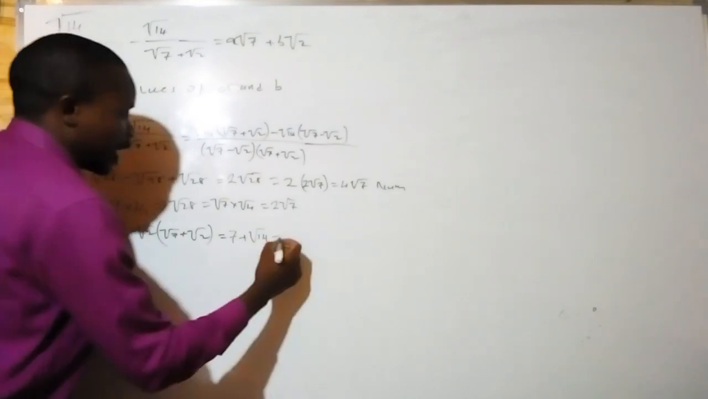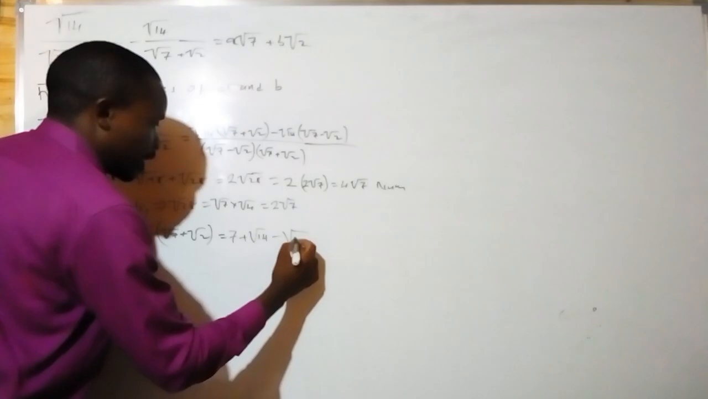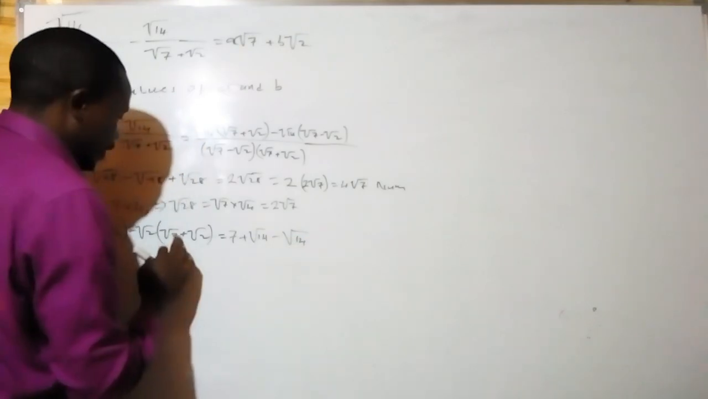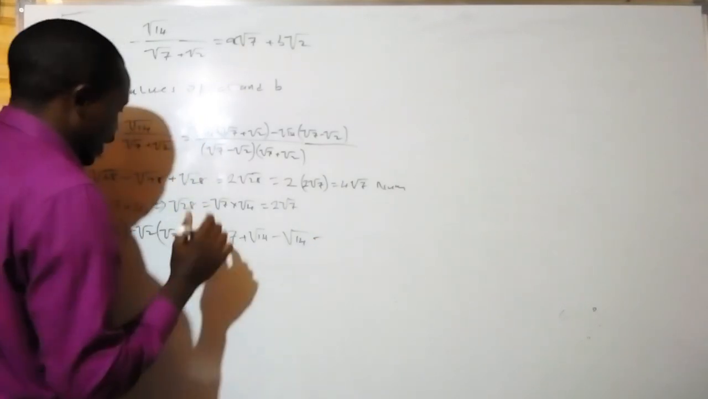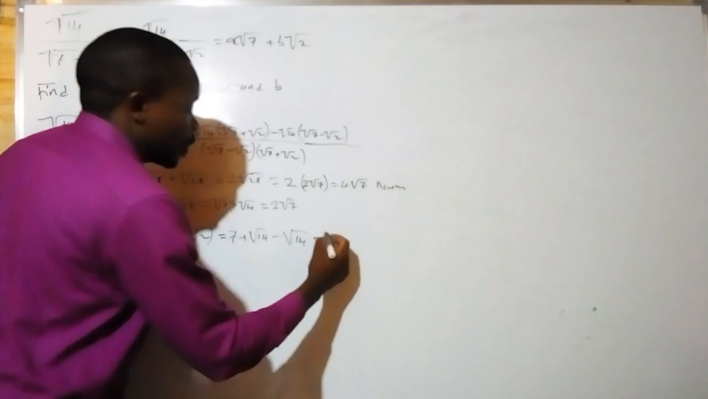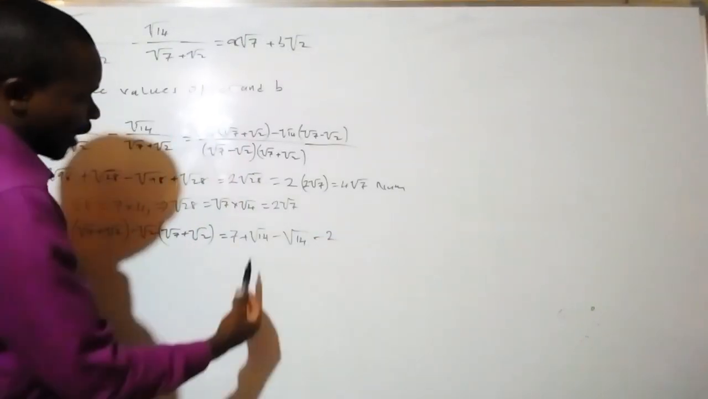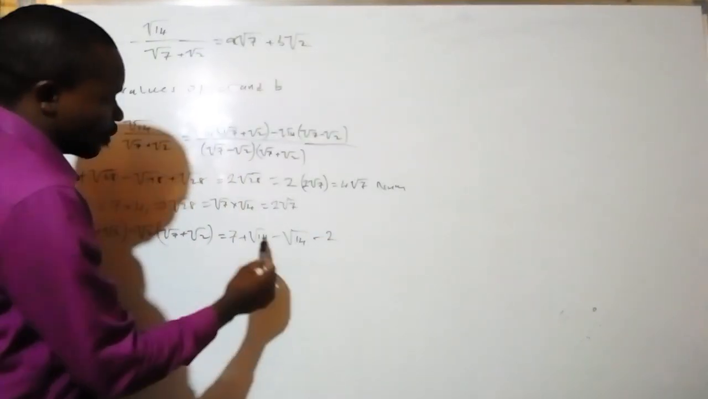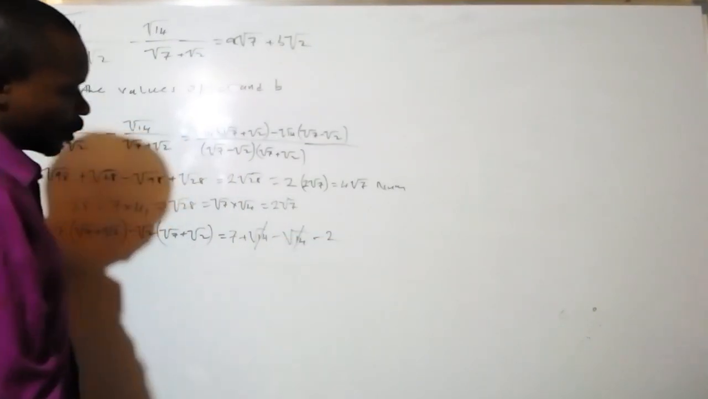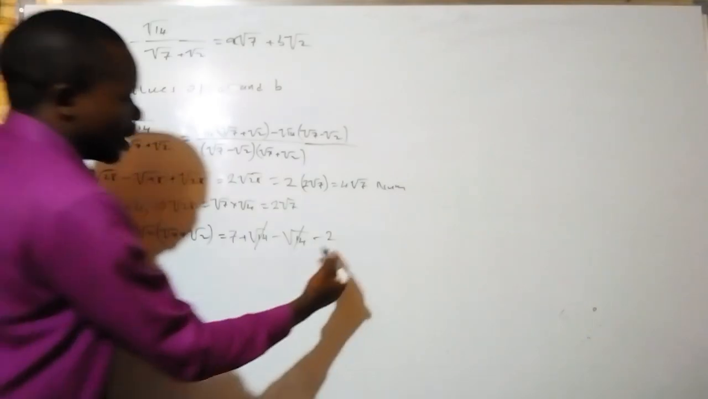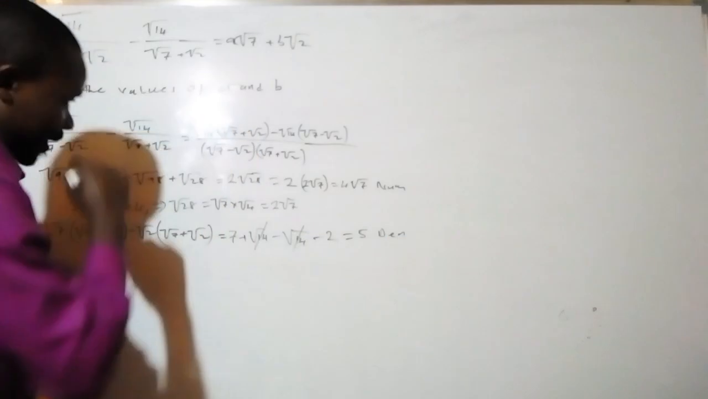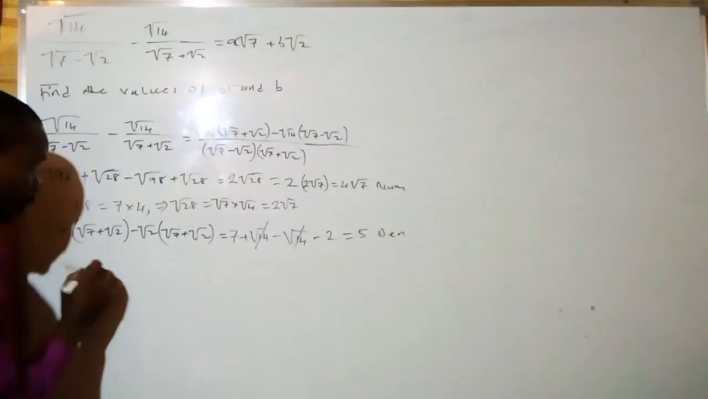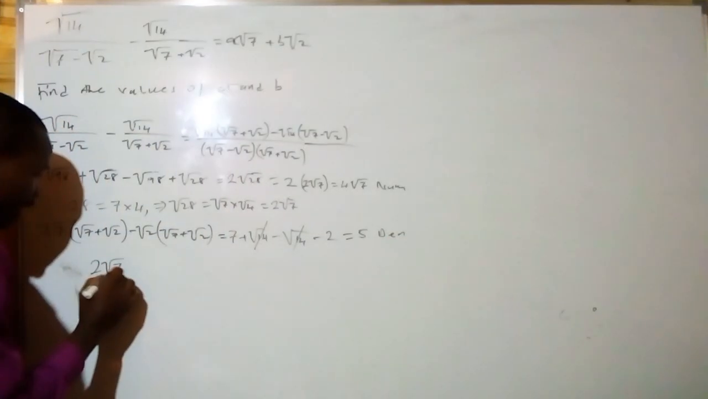negative root 14. Negative times positive is negative. Root 2 times root 2 is root 4, but the square root of 4 is 2. Here we are going to have root 14 minus root 14, which cancels out to 0. 7 minus 2 is 5, and this will be our denominator. And therefore you are going to have 2 root 7 all over 5.